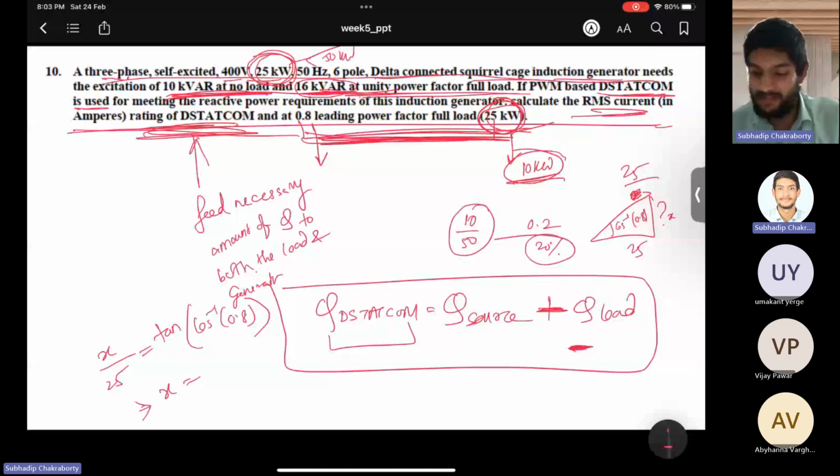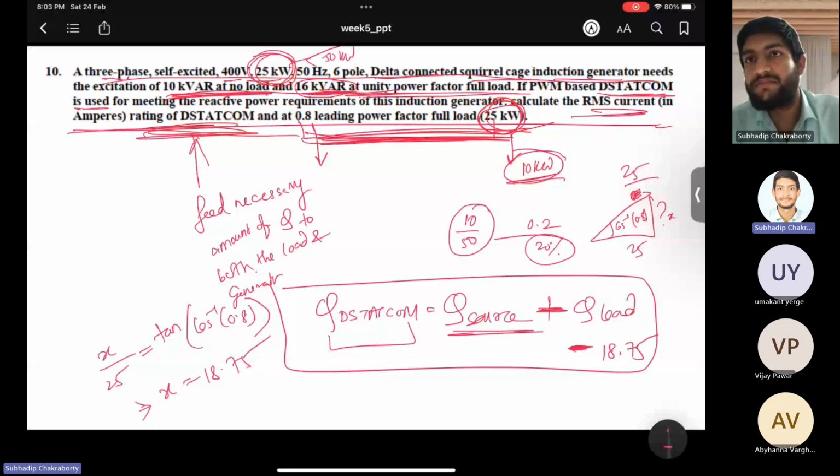So supplying load means negative. And what is the source taking? Source is also taking some reactive power. Correct? Hello? Is it clear or not?